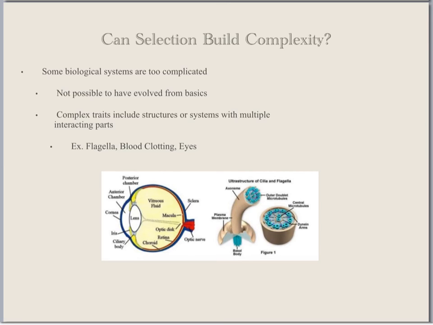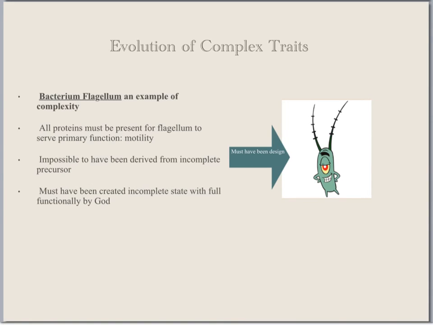Some biological systems are claimed to be too complicated to have evolved from basics. Complex traits include structures or systems with multiple interacting parts. Some examples of complexity are the flagella, blood clotting, and eyes. Complex traits such as the bacterial flagella require all proteins to be present in order for the flagellum to serve its primary function, motility, so it is claimed impossible to have been derived from an incomplete precursor. It must have been created in a complete state with full function by God.